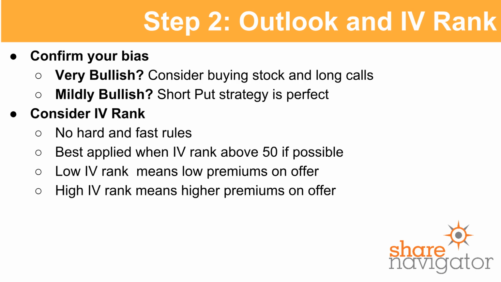And then look at your IV rank. Now, there's no hard and fast rules on this. Best applied if IV rank is above 50. Because when you have a low IV rank, it means the premiums on offer aren't as good as when the IV rank is high. It just means you're getting paid more for taking the risk. Now, with something like the S&P 500, which is on a bull run, sometimes it's very difficult to apply. IV rank can be low for quite some time. So this is a trade-off you've got to make as well.